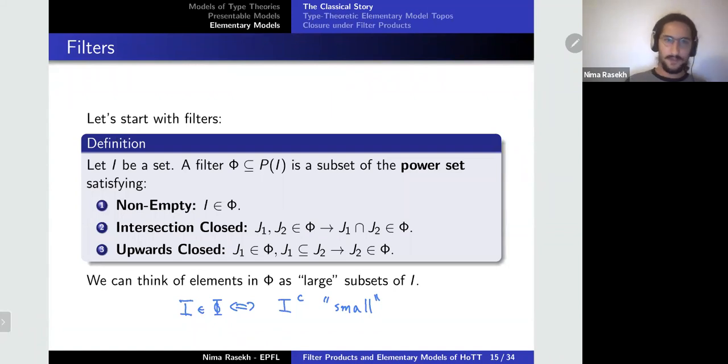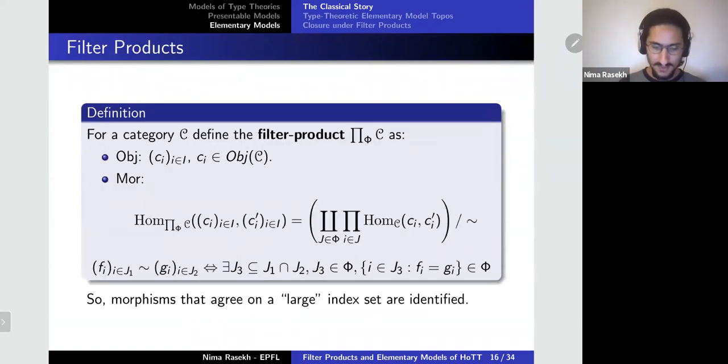This is an intuition if you're not familiar with filters. If you are, then better. Okay, so using this, we can give the definition of a category called the filter product. So what is the filter product? I start with a category C, and I define a filter product. The objects are kind of obvious. The objects are I-indexed objects in C. So there's nothing really interesting or special about that.